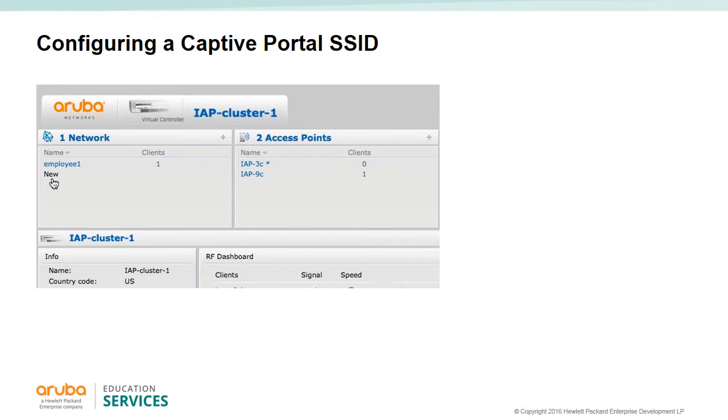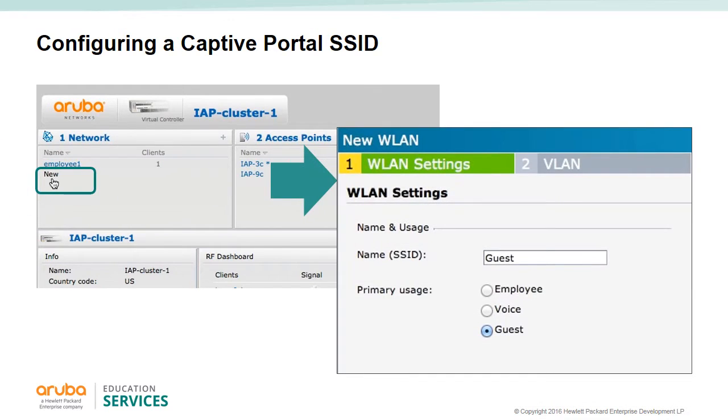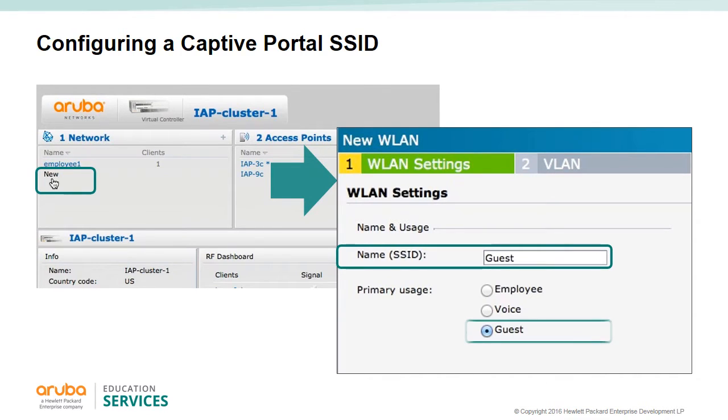To create a guest access, you click on the New under the Network section, which launches the Wireless LAN Wizard. On the first page of the Wizard, select the name of the guest SSID and click on the radio button Guest. With this selection, the following screens will be for Captive Portal authentication.